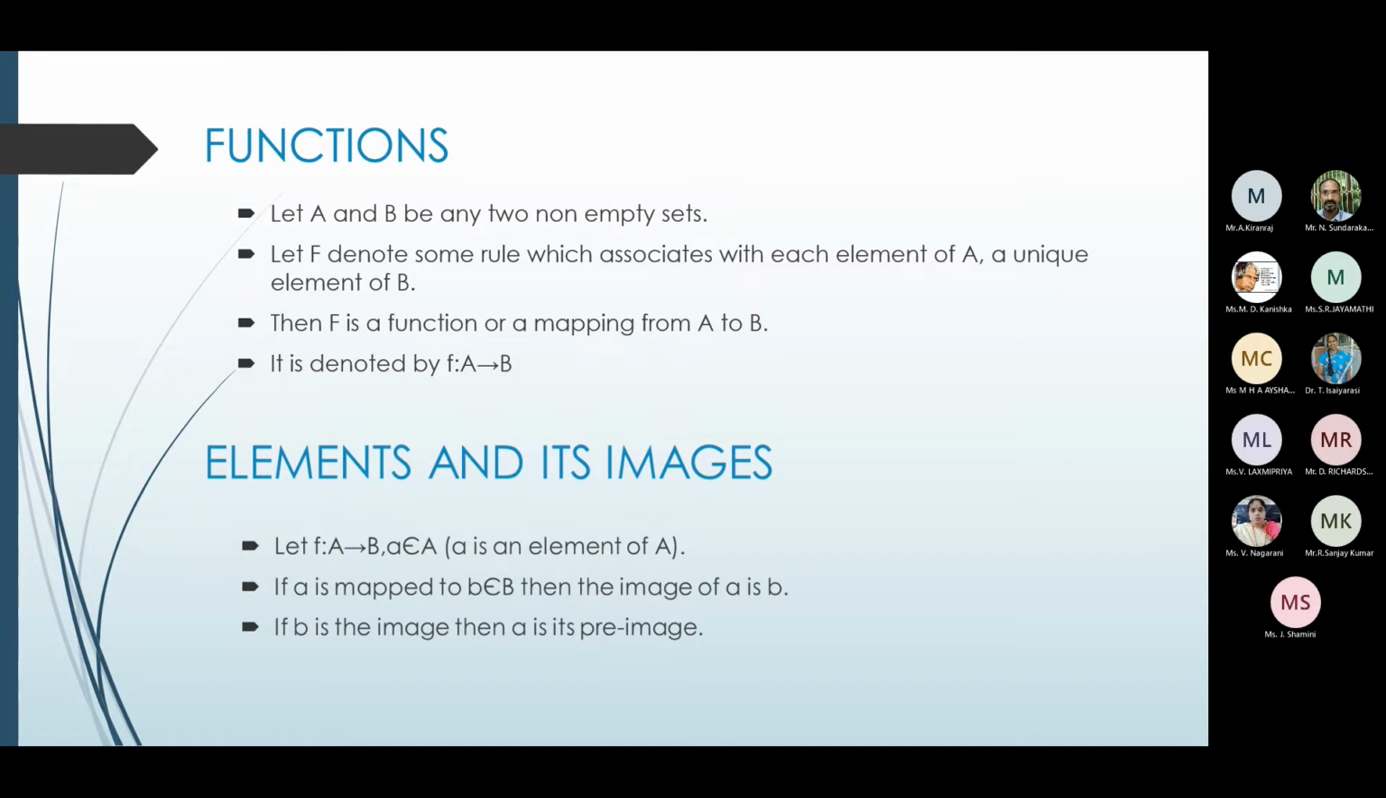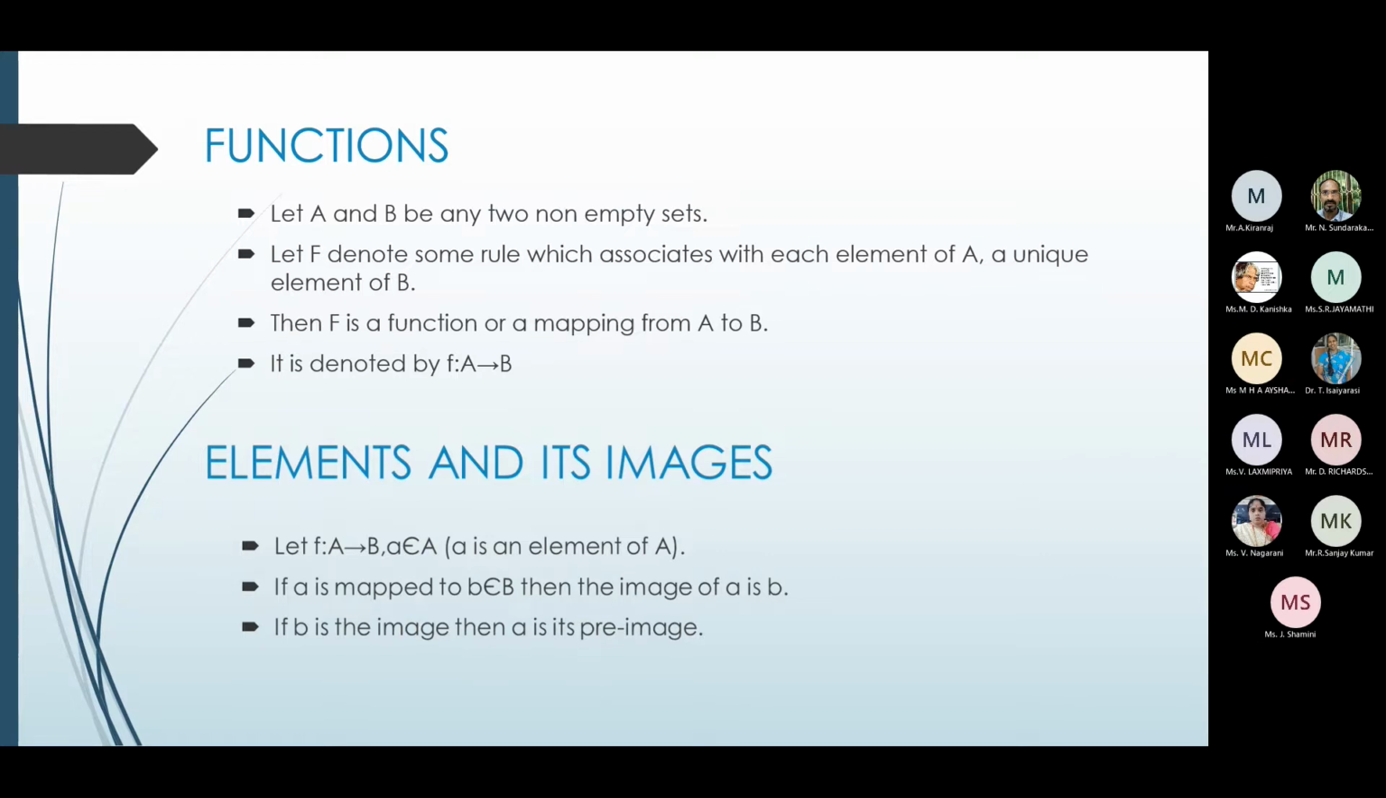Let A and B be any two non-empty sets. Let F denote some rule which associates with each element of A a unique element of B. Then F is a function or a mapping from A to B. It is denoted by f: A to B. All functions are relations, but not all relations are functions. A function is a type of relation that assigns exactly one output to each input.